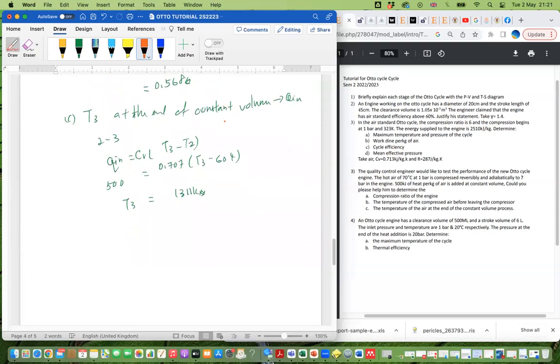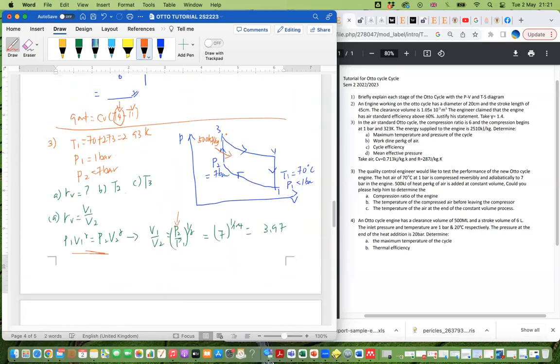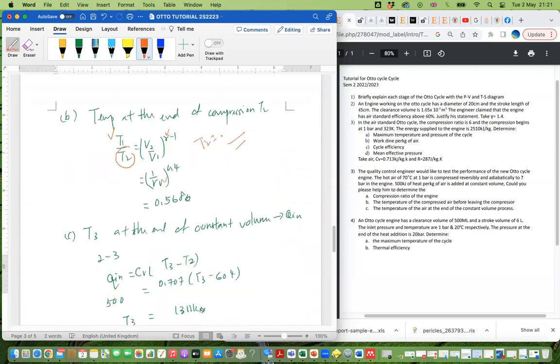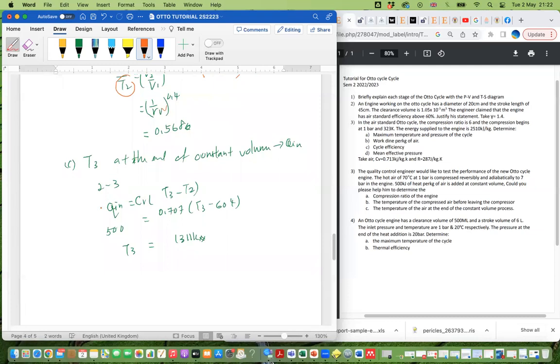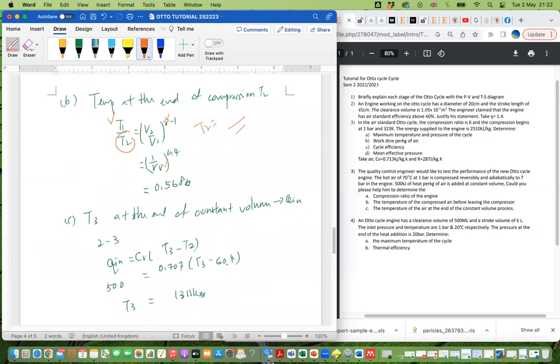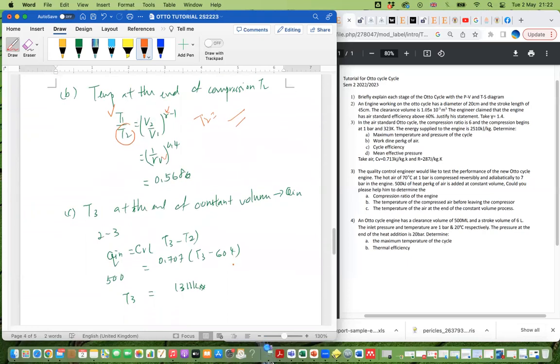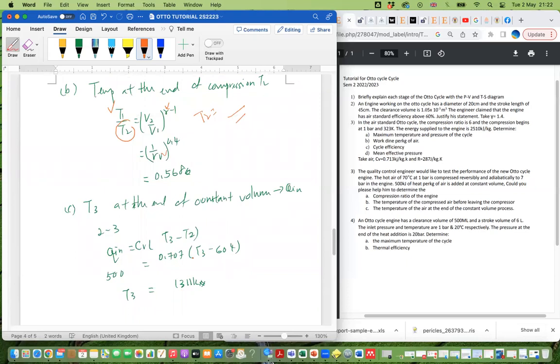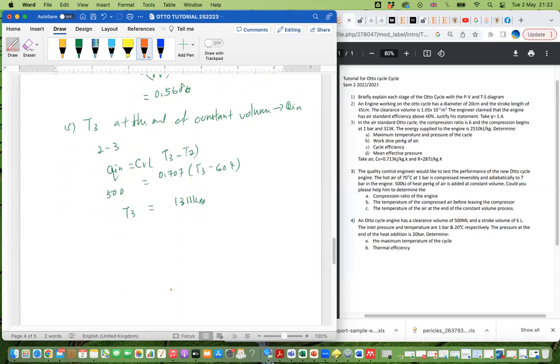Okay, number C, the temperature of the air at the end of the constant volume compression. So it's obviously, if you look at this, at the end of the constant volume Q in. So we know that we need to look for the T3, which is the maximum temperature. Q in is given, right? And then the T2, we found it from here, which is 604. Oops, I shouldn't let you know the answer, but you can check it later. By plugging in everything, you're able to find the T3 equals 1311.